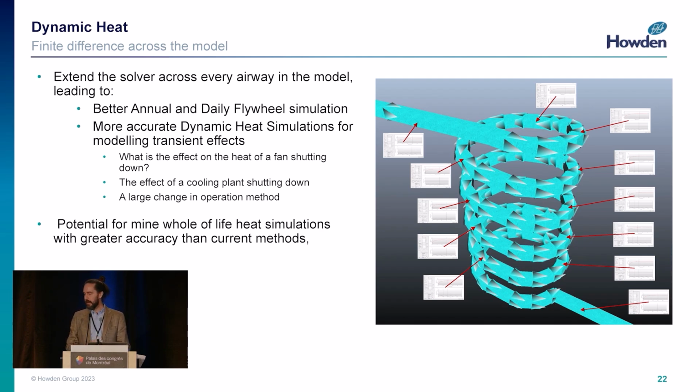And then potentially in the future we could look at doing a more complete whole-of-life heat simulation. I'm thinking of having different stages and simulating the heat through the stages, but having the memory of what happened in earlier years stored in the model, like a heat memory on the airways. It would lead to a more accurate simulation that would take account of historical changes in conditions in the mine.